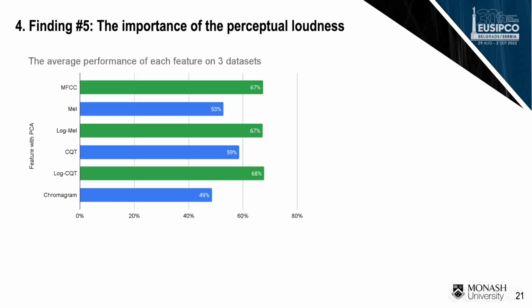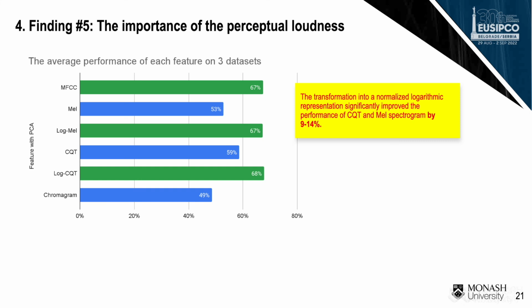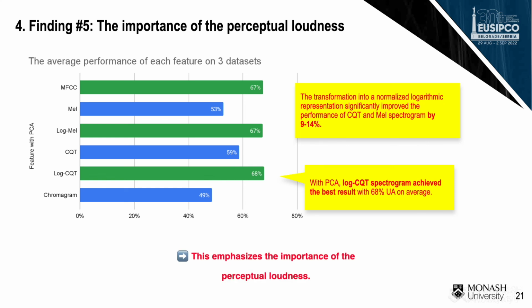Lastly, the transformation into a logarithmic representation boosted the CQT and Mel spectrogram performance by 9 to 14%. With PCA, log CQT spectrogram achieved the best result. This emphasizes the importance of perceptual loudness.